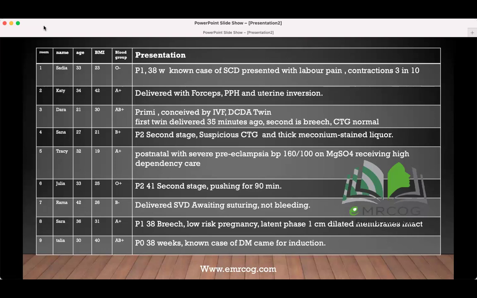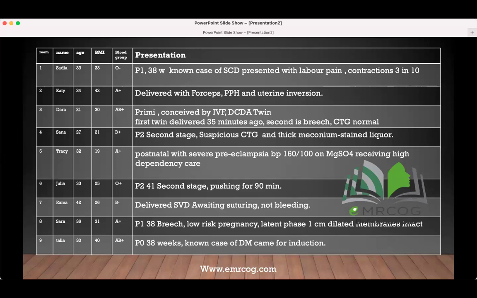Okay, Tracy, postnatal patient with severe preeclampsia, and her current blood pressure is 160 by 100. I would like to know what antihypertensive she is receiving, and her clonus, reflexes, and whether her PET profile was sent or not. Yes, it's sent.